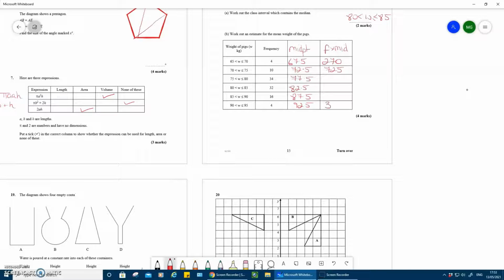360. That's 370. I've got 3 long multiplications. I'm afraid I'm going to cheat. I mean, I could do it, but here we go. So we've got to do 34 times 77.5. I'm a bit surprised this is on a non-calculator paper, but anyway. 2635. 32 times 82 and a half.